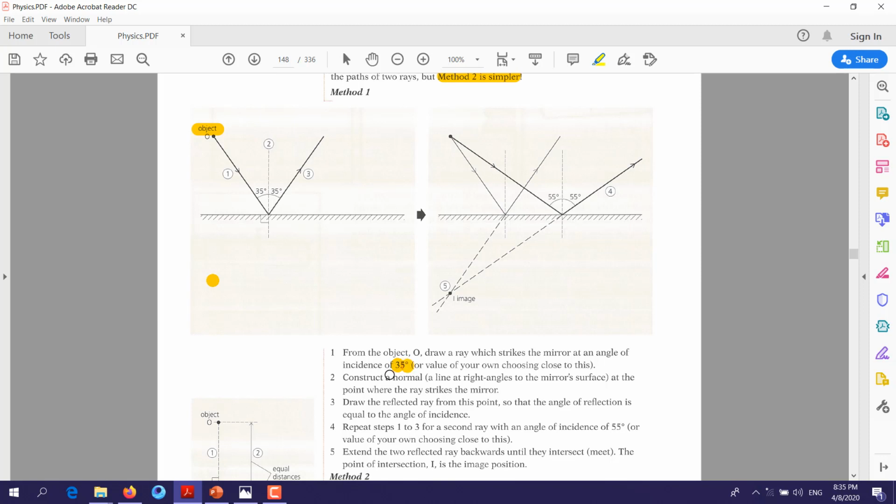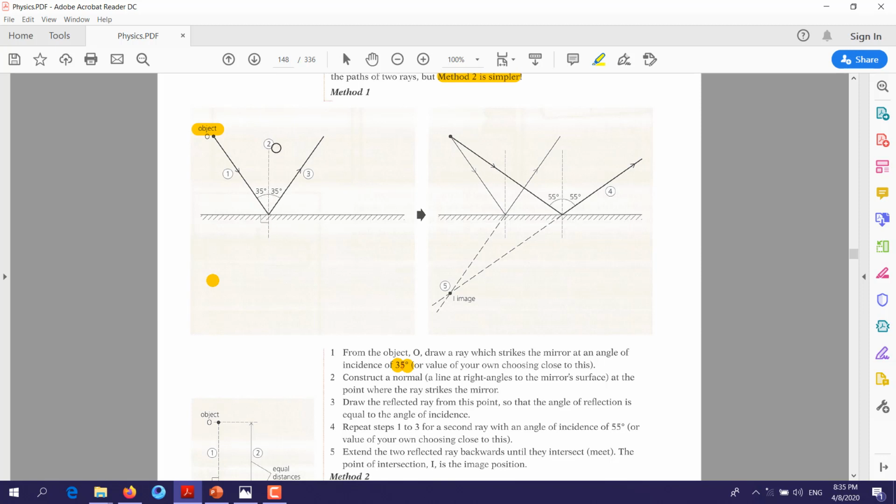By the way, this number could be any number. You can draw a line or a ray with any number you want. It should not always be 35. It could be 5, 10, 20, 25, any number. Then construct a normal line at a right angle. This is the ray.